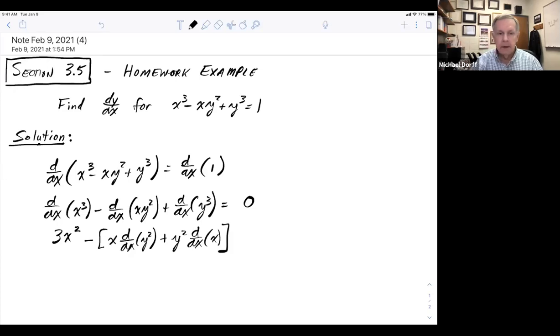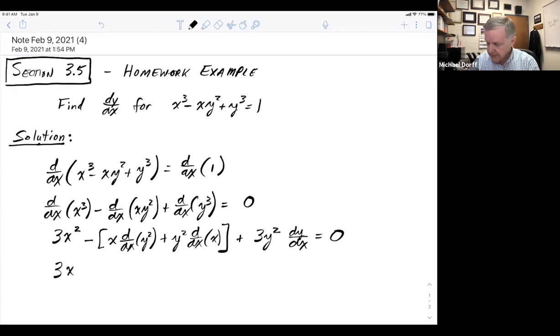Put that in big parentheses or brackets because I have a negative in front. And then for the last term, I have d dx of y cubed. The derivative of y cubed would be 3y squared. But now since my variable is y, I'm going to have a dy dx. And then again, that all equals 0 on the right side.